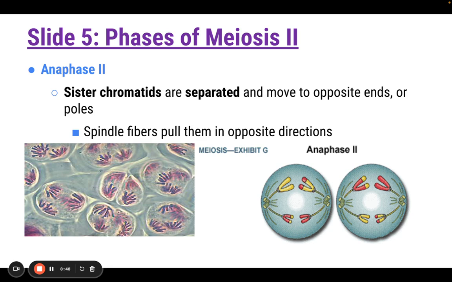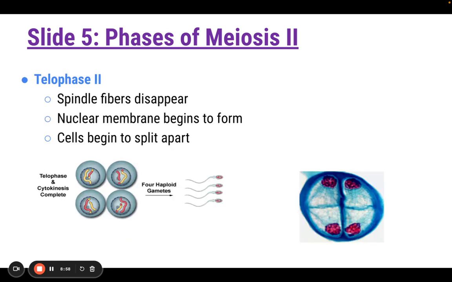So now each new daughter cell is going to get some different shuffling of chromosomes as the spindle fibers shorten and pull them in opposite directions. During telophase 2, again, the spindle fibers disappear, the nuclear membrane begins to form, and cells start to split apart. You can see in this imagery here the beginnings of 4 new cells.